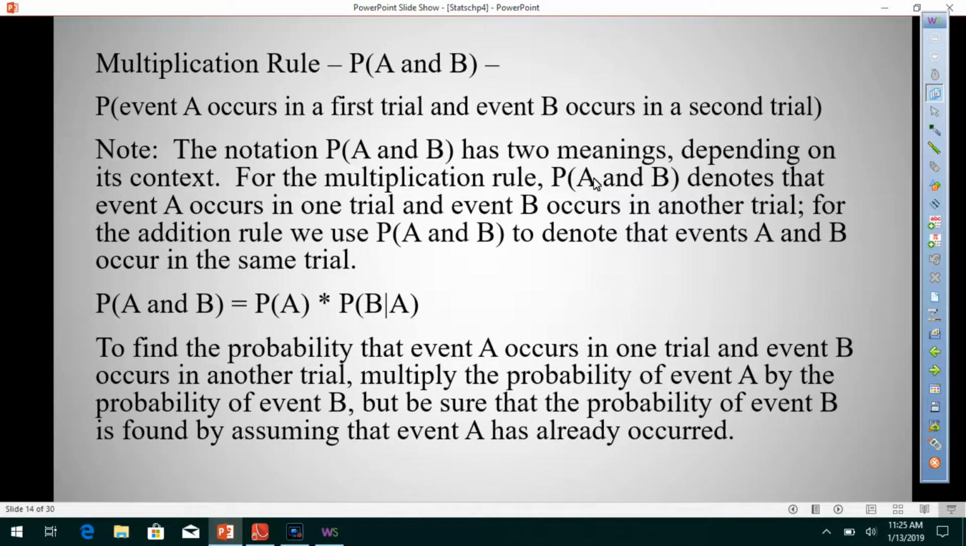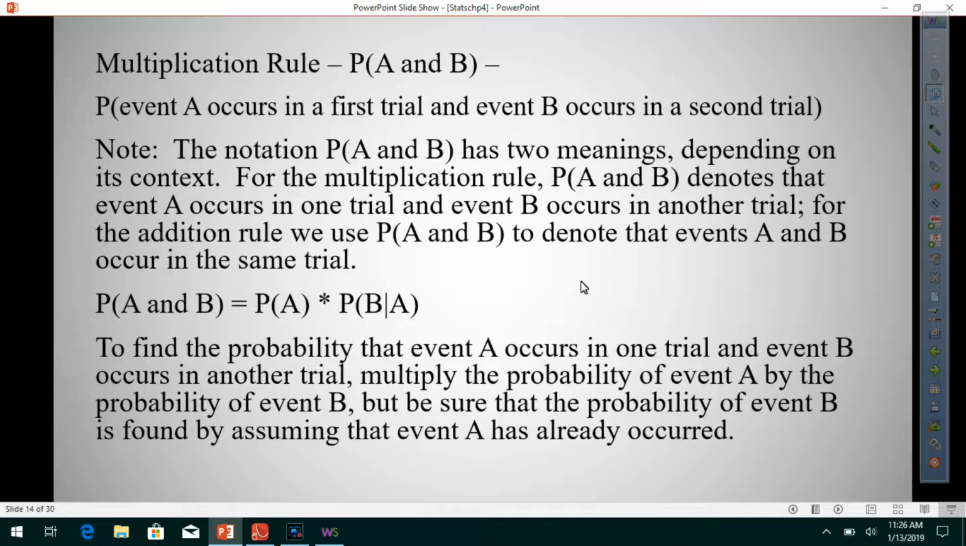Multiplication rule. Probability of A and B. The probability of event A and event B: the probability that event A occurs in the first trial and event B occurs in the second trial. Note, the notation probability of event A and event B has two meanings depending on its context. For the multiplication rule, probability of event A and event B denotes that event A occurs in one trial and event B occurs in another trial. For the addition rule, we use probability of A and B to denote that events A and B occur within the same trial. So how do you calculate probability of event A and event B?